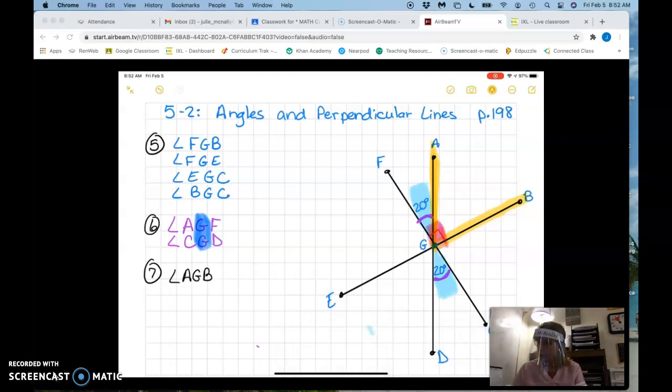I see this right angle thing right here in the corner, so I know that's 90. So if I do 90 minus 20, that will give me how big that yellow angle is, angle AGB. So 90 minus 20 is 70. So this angle equals 70. Okay?